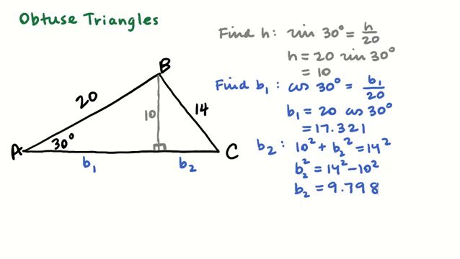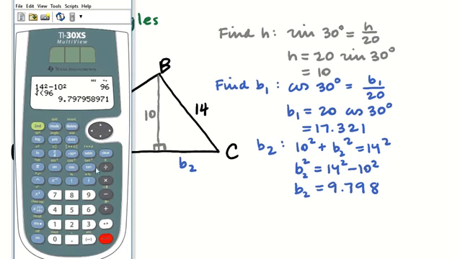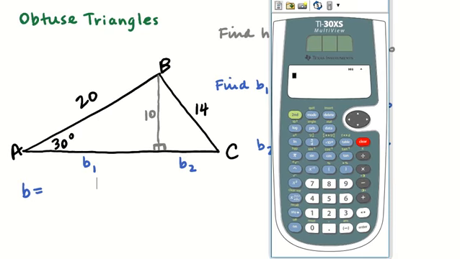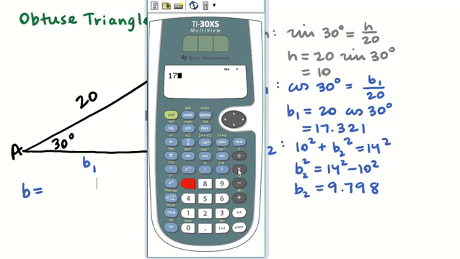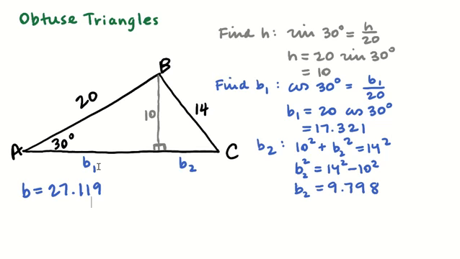So that means that B is going to be 17.321 plus 9.798. I need the calculator for that. I'm not that good. Okay, 17.321 plus 9.798. That's 27.119. This would be a good time to stop and say, is this a reasonable answer? Yes, that would be a reasonable answer because you know that the side across from the obtuse angle has to be the longest side. Right? And this is bigger than 20 and 14. So this is good.